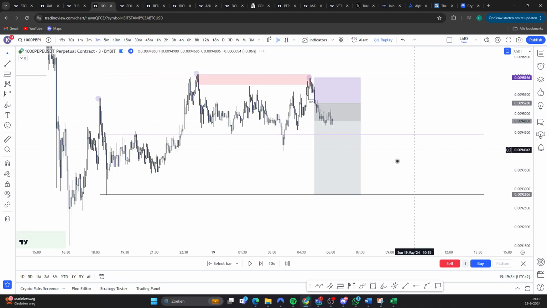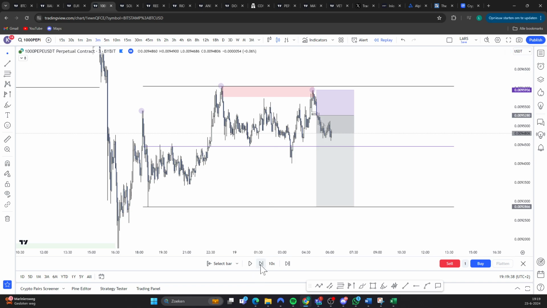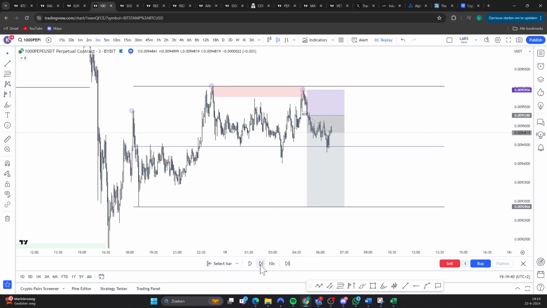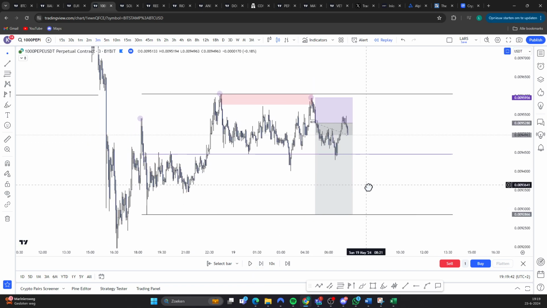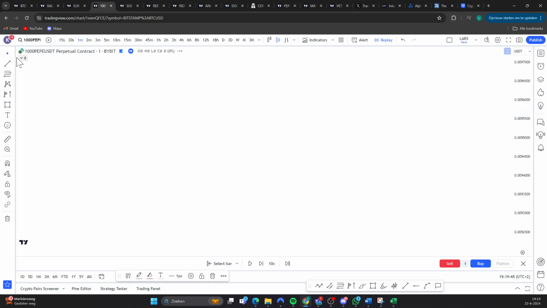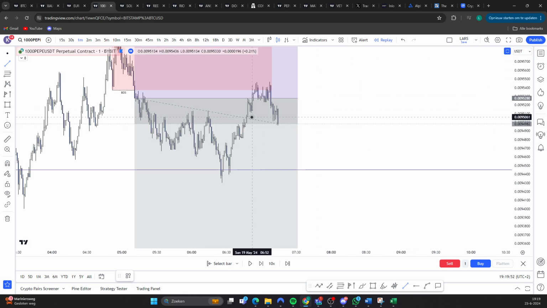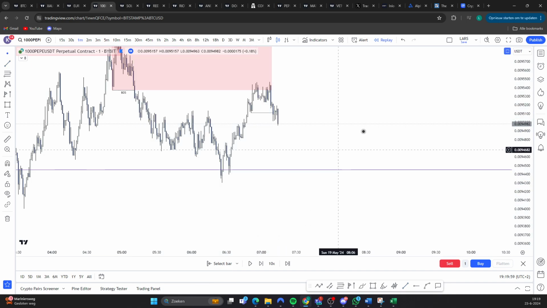But I'm not in this, okay? So let's just see. Didn't take this trade, but let's see how it played out. Came back up for supply. That's normal. You do got a reconfirmation now here. That changes things a bit.